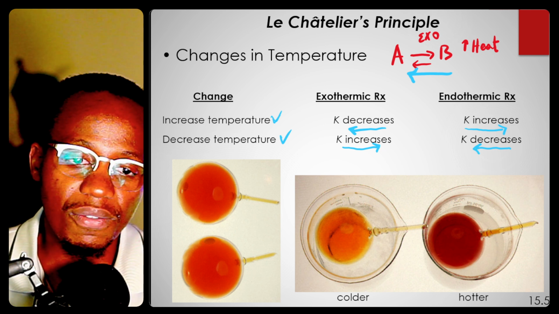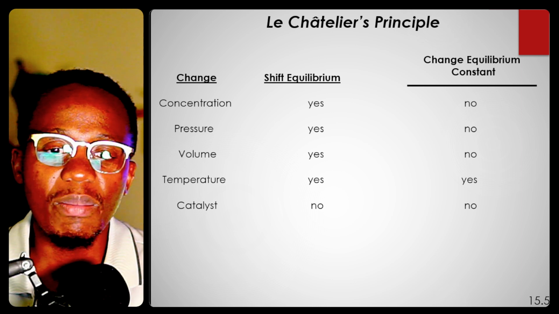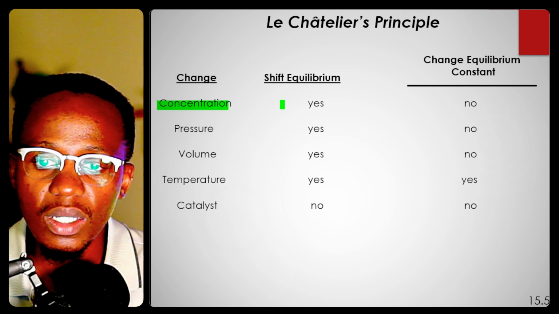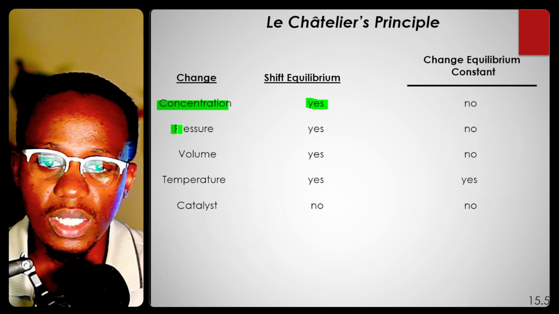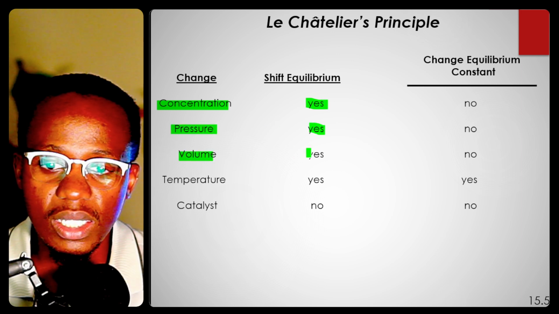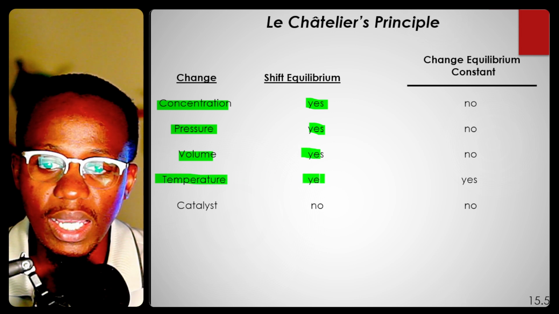So I think I have a table of all the changes here, right? But again, it's still the same idea, right? For concentration, it changes the equilibrium. Pressure, like we said, it changes equilibrium. Volume changes equilibrium. Temperature changes equilibrium.